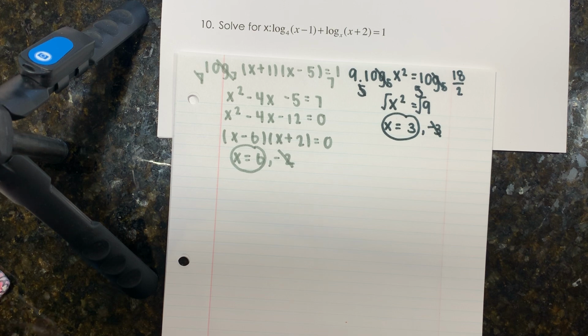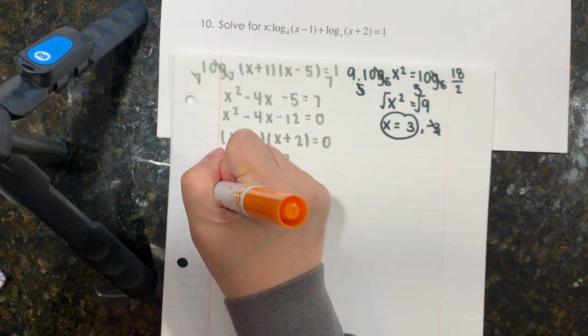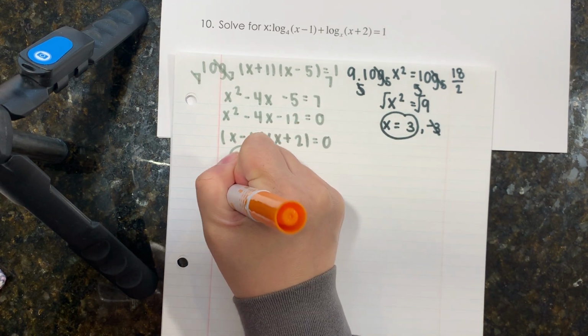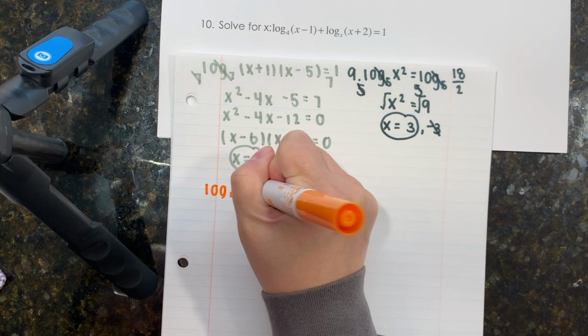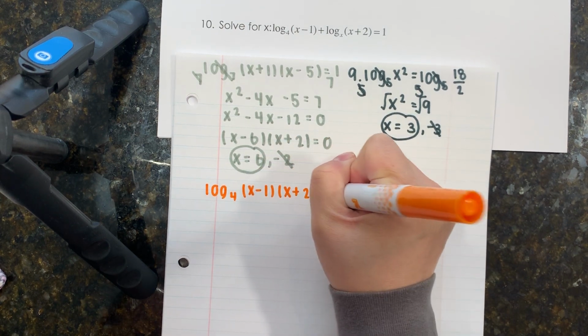So I have a little typo there because on the left-hand side that should be log 4 of x minus 1 plus log 4 of x plus 2. So that should just be a 4 in the base. So this should be a plus sign, so I need to combine those, which would make this log 4 of x minus 1 times x plus 2 equals 1.